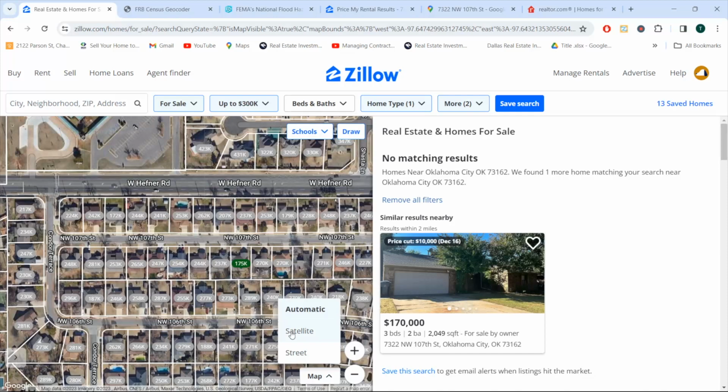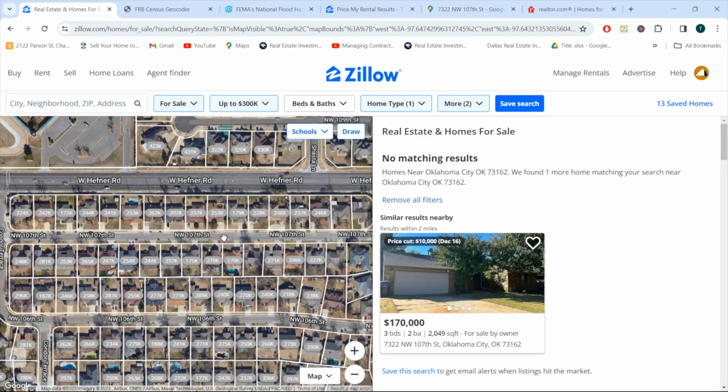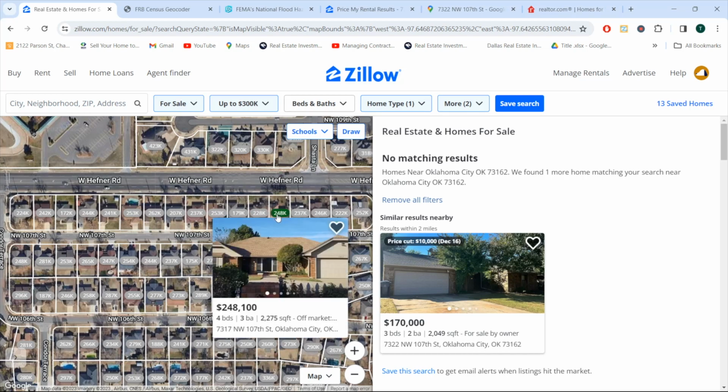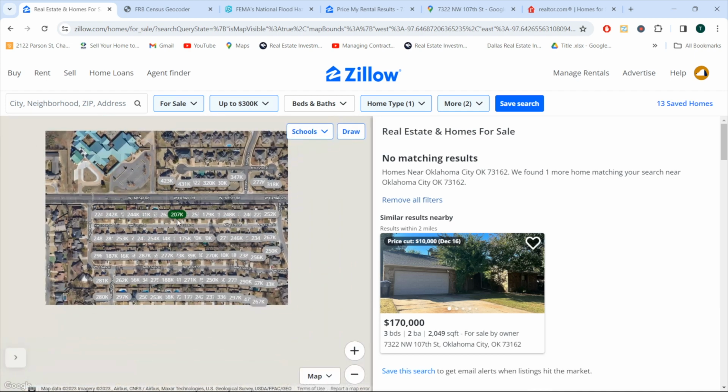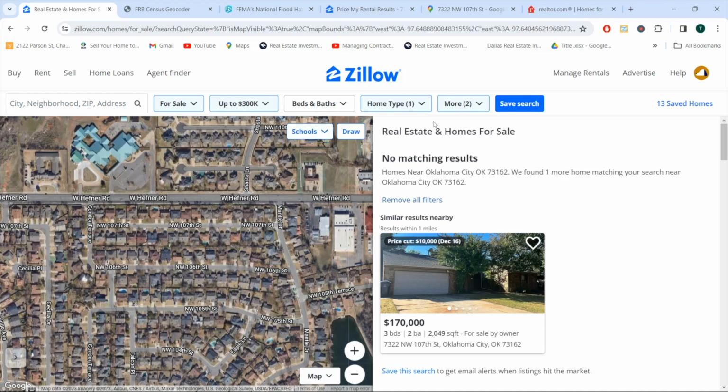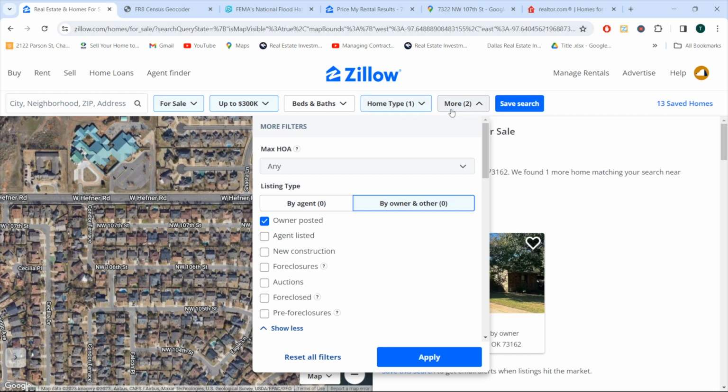Yeah, there we go, satellite. So what we want to do is, I think this is our property here. No, we're close. So this is what I want to do. Here's the point. What I want to do is go to the More tab, change this, and look at sold.